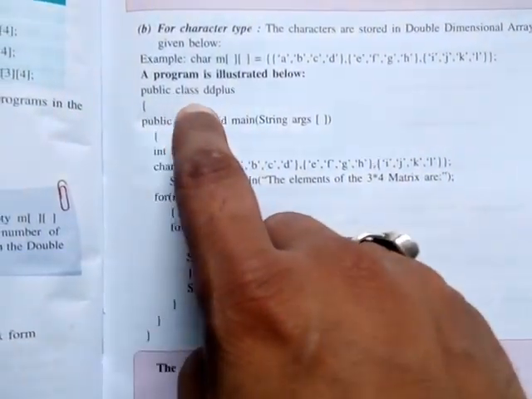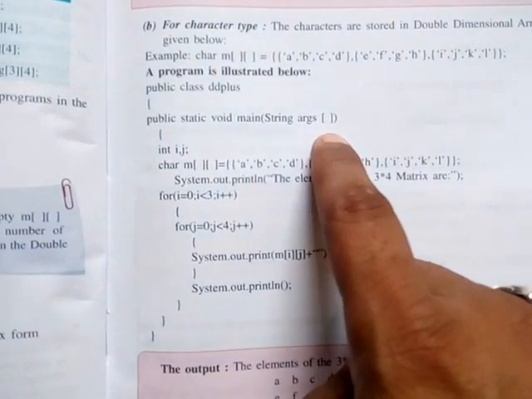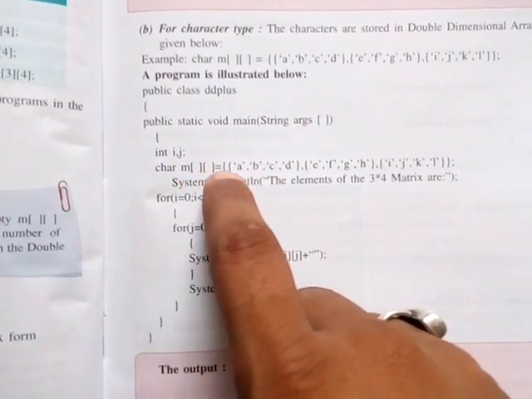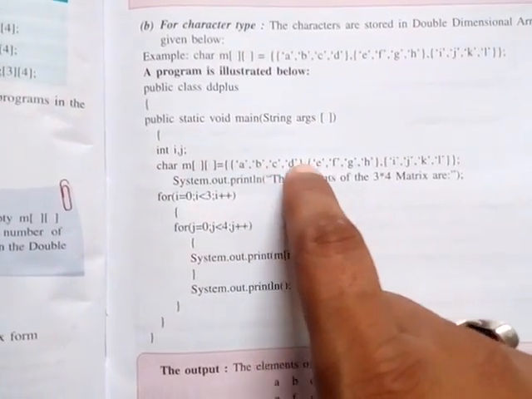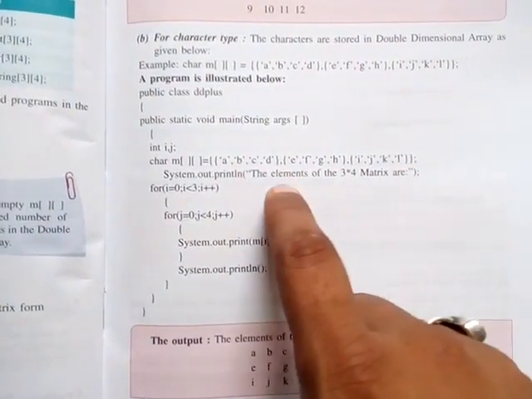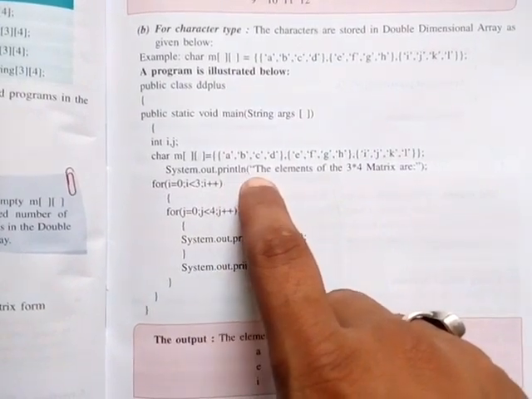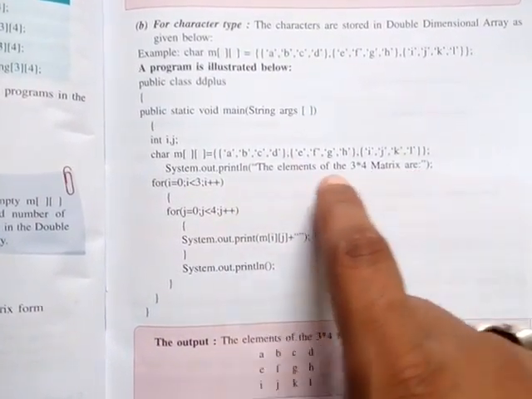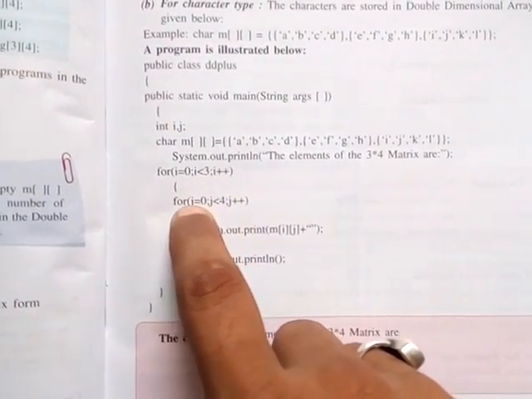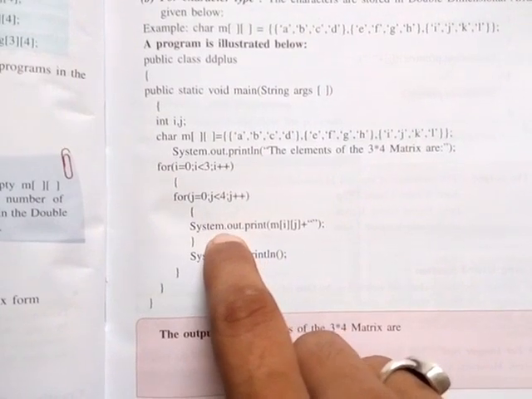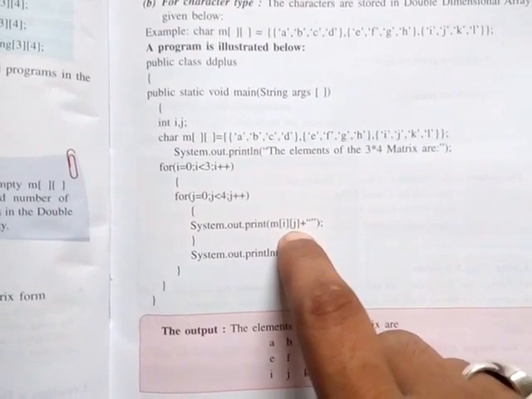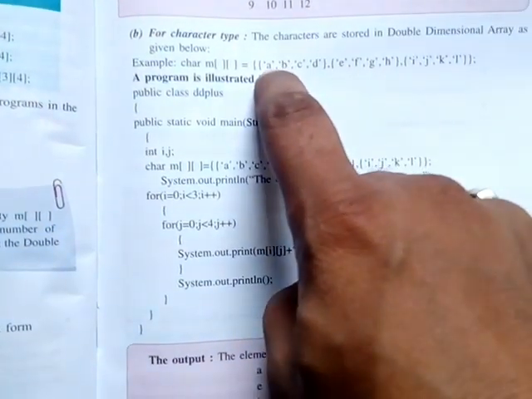Now you see the programming. Public class dd, public static void main(String args), int i, j, then char m. Here, for char m we directly initialize, no need to write new or something like that. So initialized a b c d, then i j k l already written. Now System.out.println, "The elements of 3 into 4 matrix are", for i equal to 0, i less than 3, then j equal to 0, j less than 4, System.out.println m[i][j]. m[i][j] means it will print the 0th position, so first it will print a.